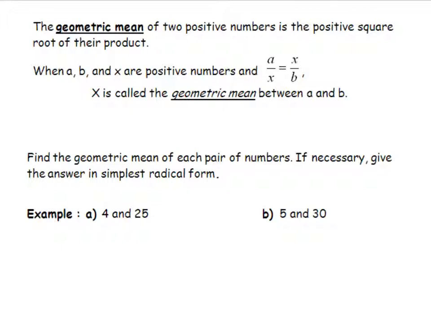I'm going to do the first one, then I'm going to ask for you to do the second one, please. I want you to find the geometric mean of each pair of numbers. If necessary, give the answer in simplest radical form. So if you have to break down the radicals.